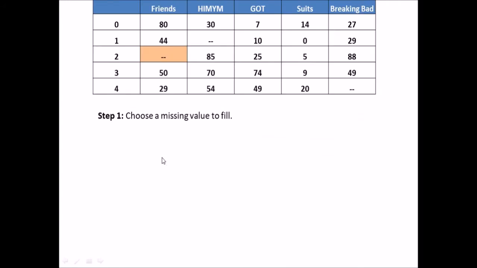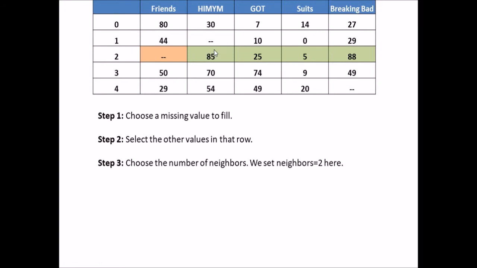Okay, so now the first step in that algorithm is to choose a missing value to fill. For example, if I choose this first value to fill, now the second step is select all the other values in that row. So I've highlighted all the green values in this row. So this is what scikit-learn will be doing behind the scenes. Okay, now the third step is choose the number of neighbors. So scikit-learn gives us an opportunity to select the number of neighbors that we want to select.